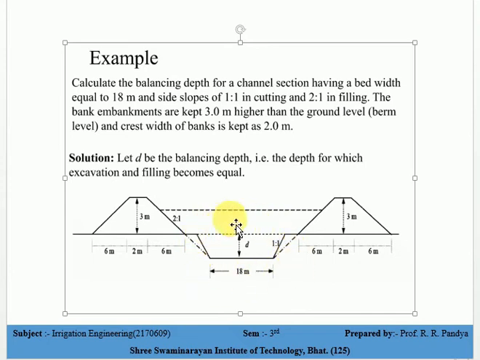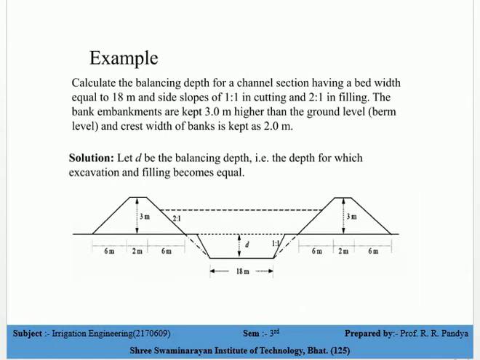Total material, so both sides 6 meter. So the volume width of this embankment, with both materials, will be 14 meter. Cutting is equal to filling. 12 plus 2 is considered as 14 meter. So next, understand how to find out this depth.